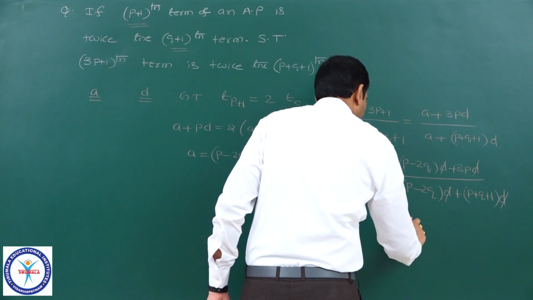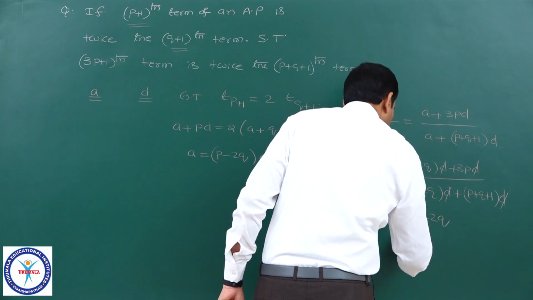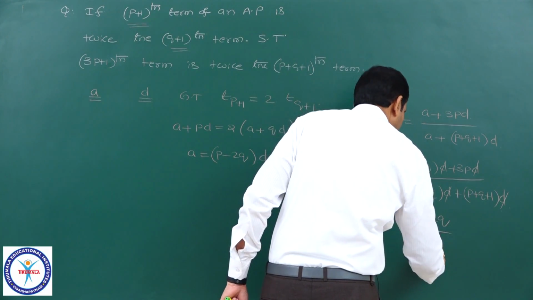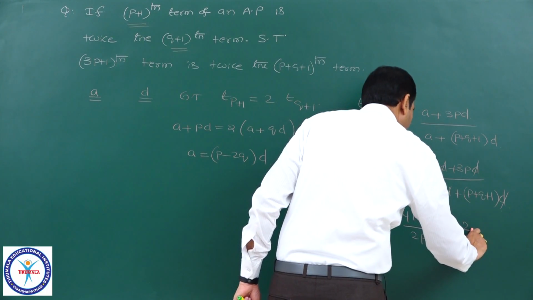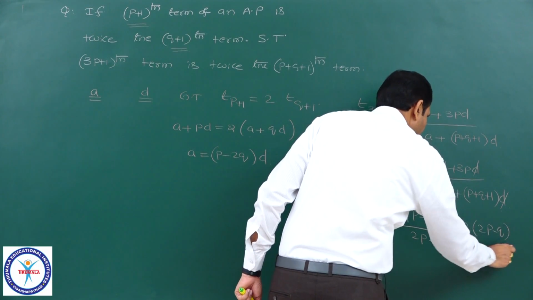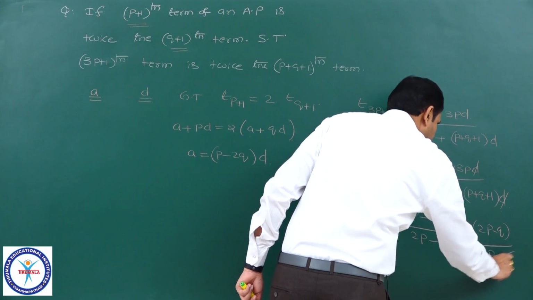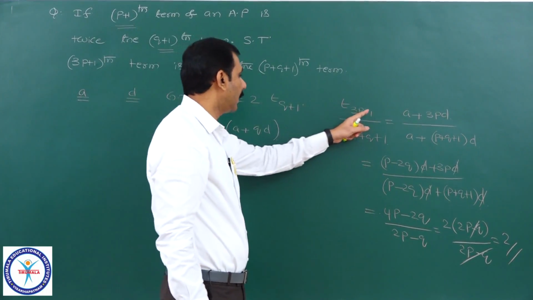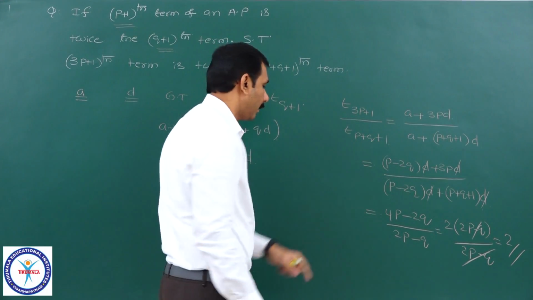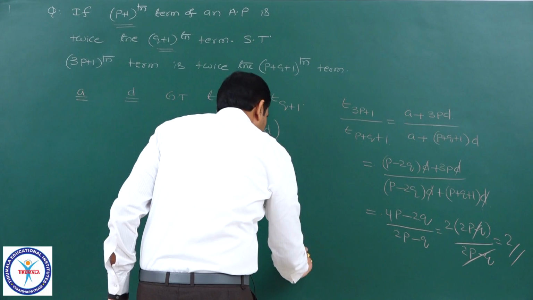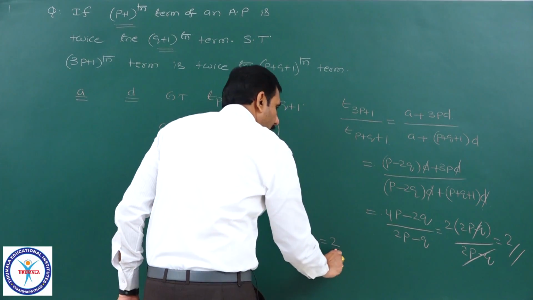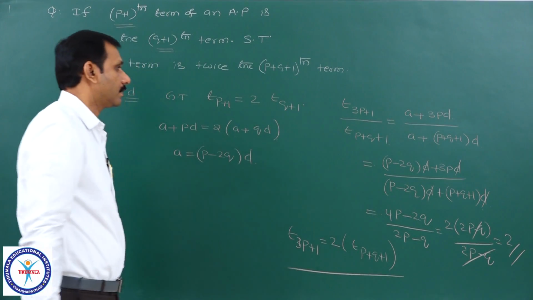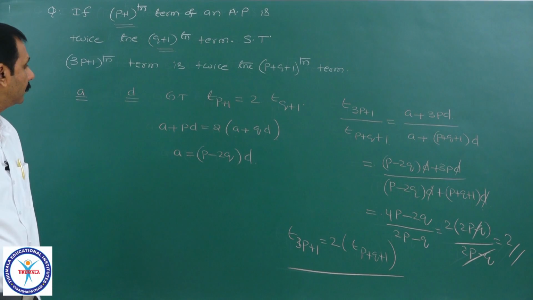It is equal to 3p plus p, 4p minus 2q, by p plus p, that is 2p minus 2q plus p, that is minus q. Taking 2 common, it is 2 times (2p minus q) by (2p minus q). Therefore this gets cancelled, equal to 2. Hence t of 3p plus 1 by t of p plus q plus 1 equals 2, so the 3p plus 1th term is twice the p plus q plus 1th term of this sequence. Hope you understood this one.